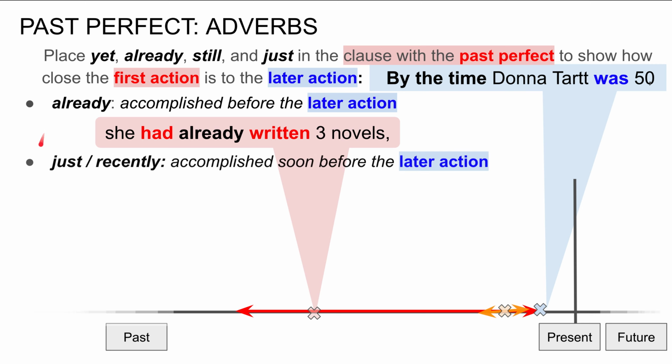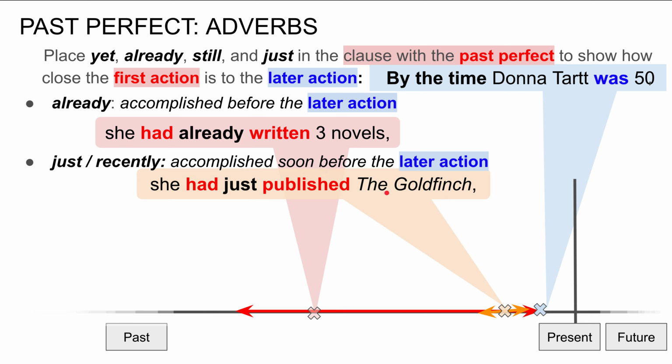Moving on now, just recently is used in the first action to show that the first action was accomplished soon before the later action. We can see that right here. Here's a little X, and it was accomplished very near to the later action. So let's look at an example. She had just published The Goldfinch. So just a little bit before turning 50, Donna Tartt had published The Goldfinch. So this is soon before turning 50.